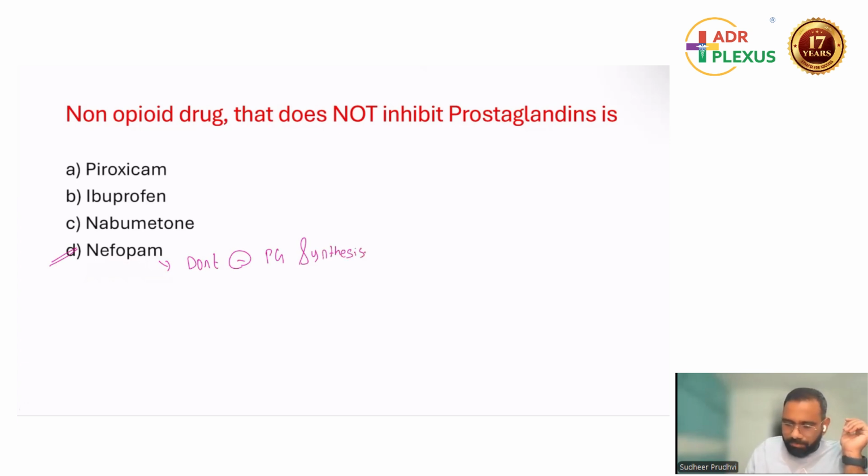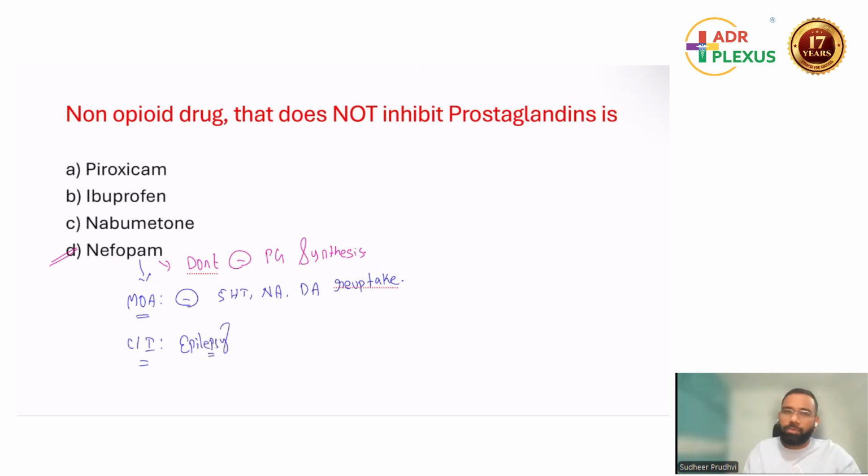If it is not inhibiting prostaglandin synthesis, then how does it act? What is the mechanism of action of nefopam? It inhibits the reuptake of serotonin, that is 5-hydroxytryptamine, noradrenaline and dopamine. Is there any contraindication of nefopam? Yes, definitely: epilepsy. In epileptic patients, we cannot give nefopam.